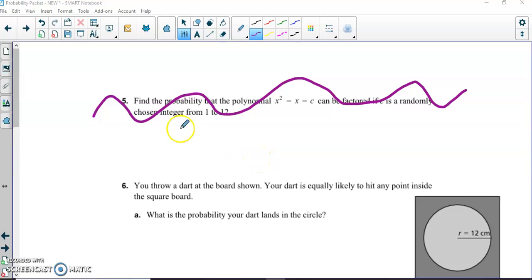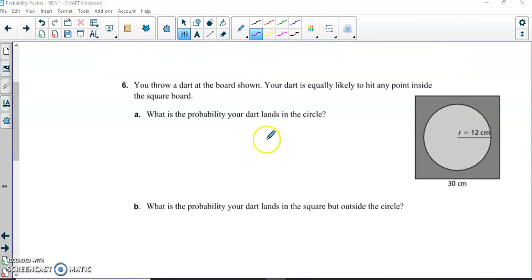Okay, so we are going to skip number 5 because you haven't learned that yet. That's coming up pretty soon, but let's look at number 6. You throw a dart at the board shown. Your dart is equally likely to hit any point inside the square. What's the probability it lands inside the circle?